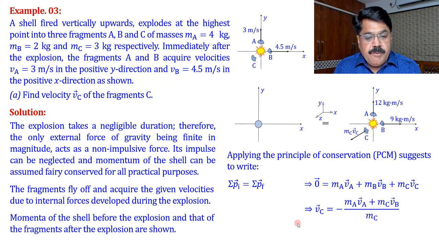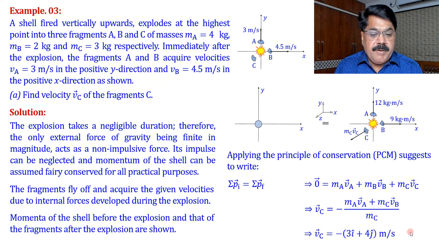Now we substitute the values and get the answer. VC vector is minus 3i cap plus 4j cap meter per second. In this way we have found the velocity of fragment C. Now what is the second part?